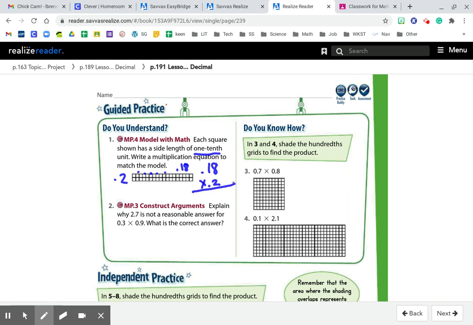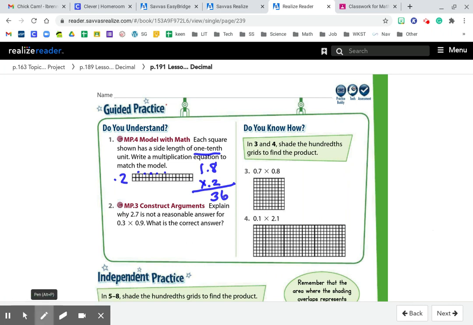Actually, it's not 0.18, it's 1 point... Yeah, sorry about that. It's 18 altogether, but it's 1.8. So it's 1 whole and then 8 tenths. There we go. That looks better. 1.8 times 0.2.